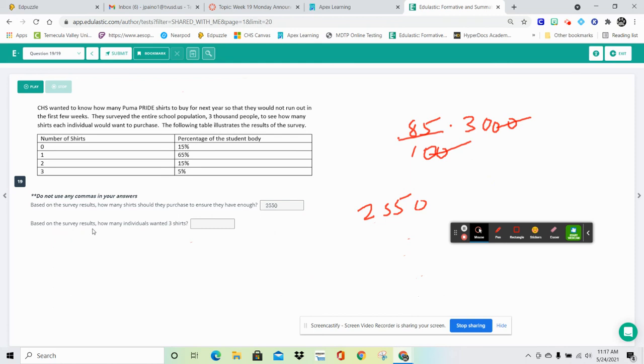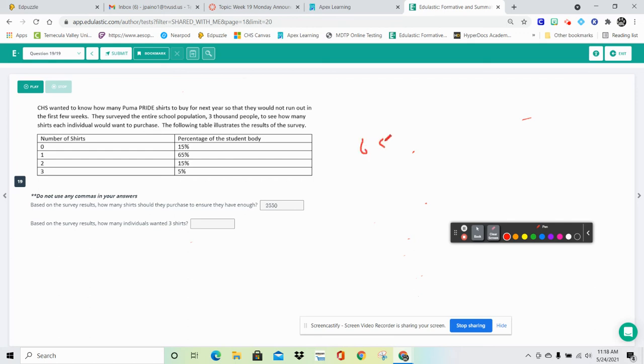Okay, based on the survey, how many individuals? Oh, you know what? I didn't even read the whole question. I got to erase that. I didn't do that right. My bad. I thought those were sizes. Number of shirts. Let's erase that. Read the question. Okay, so 65% want one shirt. So what is 65% of 3,000?